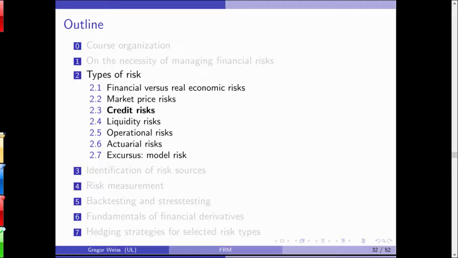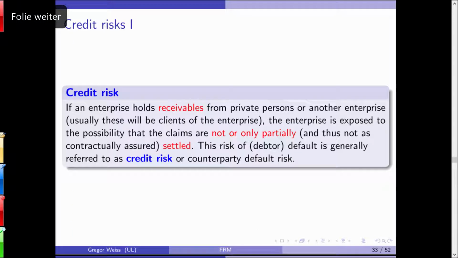Credit risk. We haven't talked about credit risk. That is, of course, especially for banks, one major risk that banks are exposed to. Now, it's interesting to, first of all, see where credit risk comes from. If a company holds receivables from private persons or other companies, the company is exposed to the possibility that its claims are not or not partially settled. And this risk is what we refer to as credit risk.